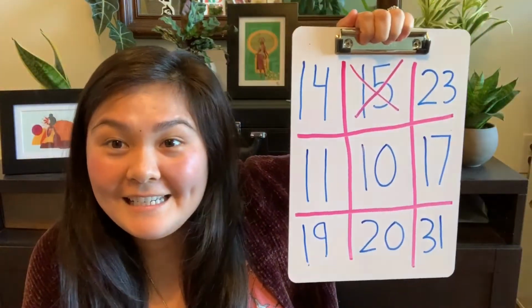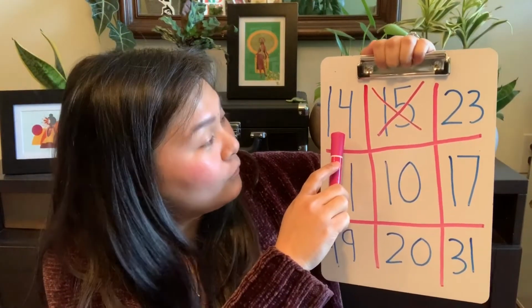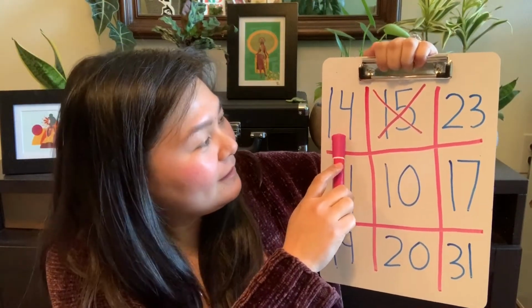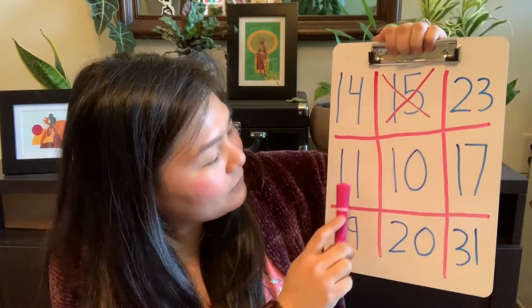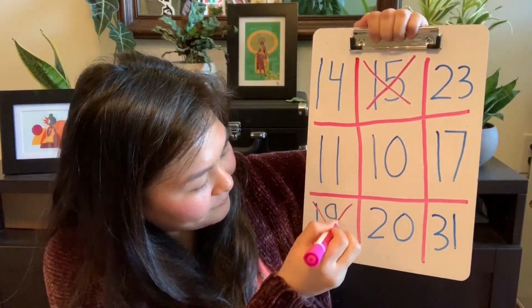So we're going to find 19 on your board. You can start at the top and go from the top to bottom and left to right. 14, 23, 11, 10, 17, 19. I found 19. I'm going to cross it out. Great, let's do the next one.